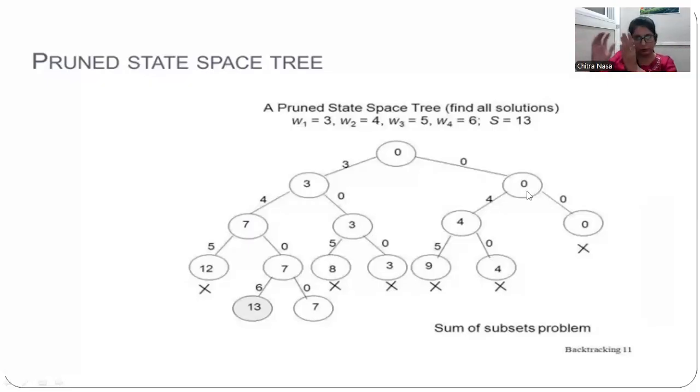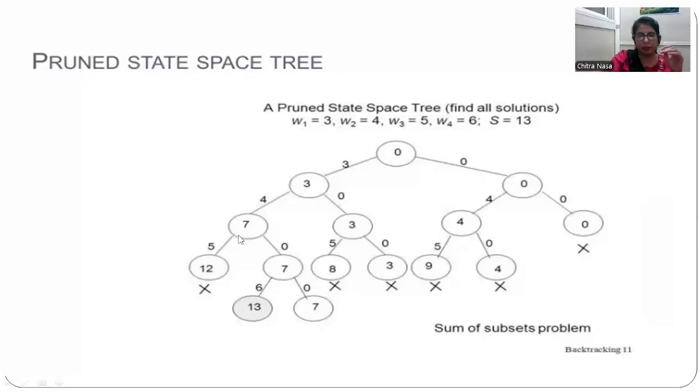Here, on the rightmost side, if I'm adding item 2, then 0 plus 4, my sum will be 4. If I'm not including it, then it will be 0. But level 2 is completed here. Now let's proceed with item 3. Item 3, weight 5, right?